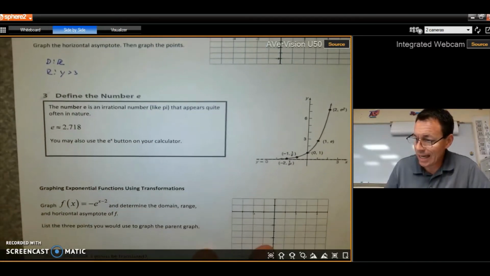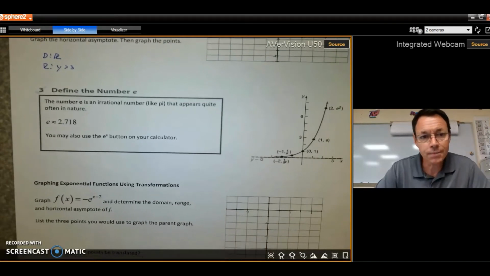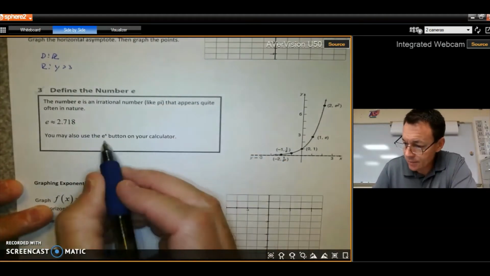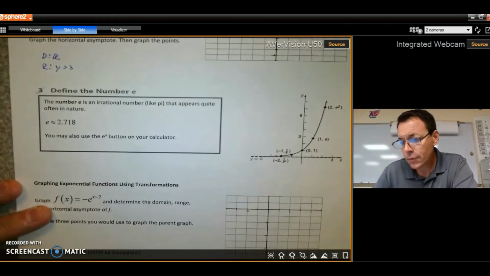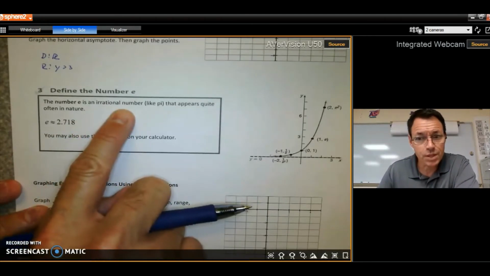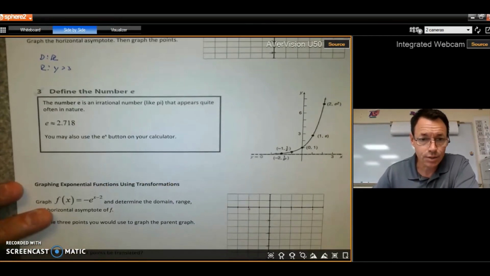number that you'll see a lot when you start doing exponential functions. It's called e. It's the number e. You'll see this on your calculator. You have an e button. It usually says e to the x power on your calculator. E is an irrational number. It's like pi. It's one of those decimals that goes forever and ever and ever. It is a number that occurs in nature. A lot of times it's called the natural number.